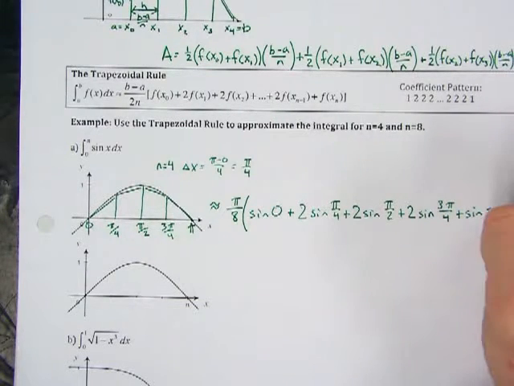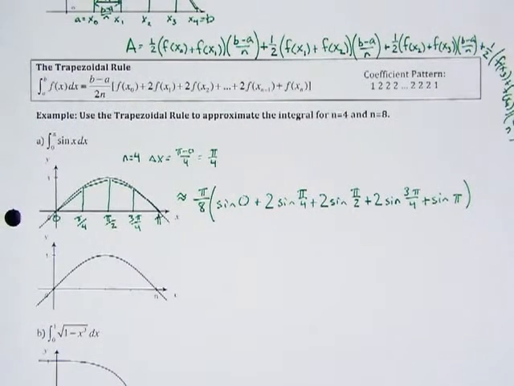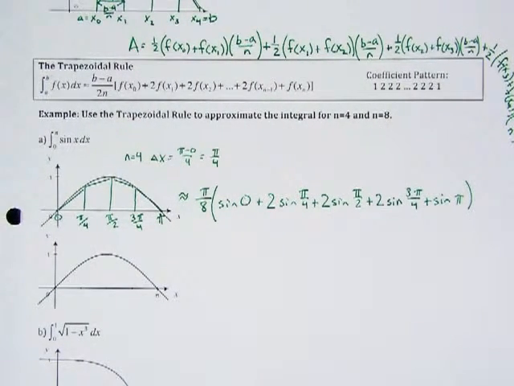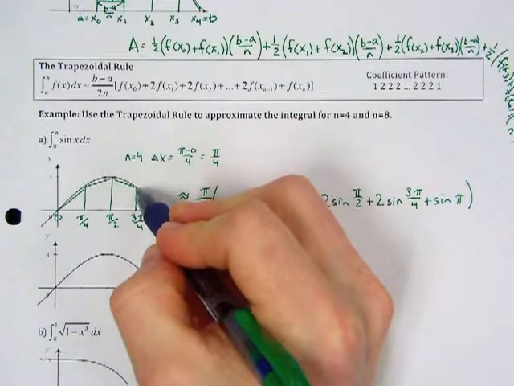Question? And it doesn't matter that the shapes on the outside are triangles and not trapezoids? Nope, doesn't matter. This is just based on the average. So this height is going to be sine of 3 pi over 4. This height is going to be sine of pi, which we know is 0.